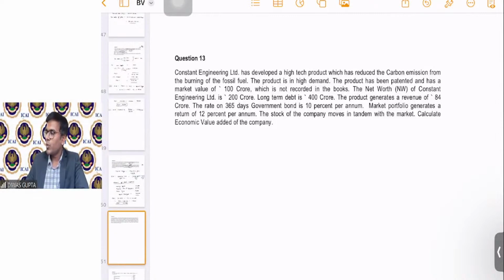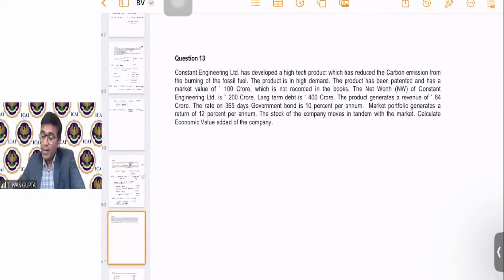We also have one of the good questions again on EVA. Constant Engineering has developed a high-tech product which has reduced the carbon emissions from the burning of fossil fuel. Okay, so they are into the development of some product which has led to lower carbon emissions from the burning of fossil fuel. The product is in high demand. It will be, right, because of all the climate changes that are happening, the product will be in high demand.